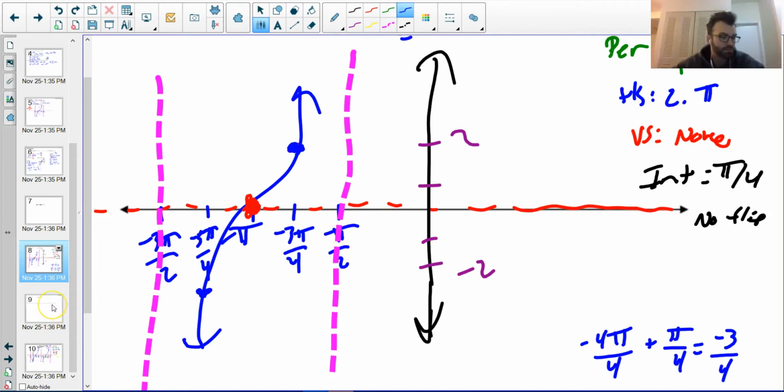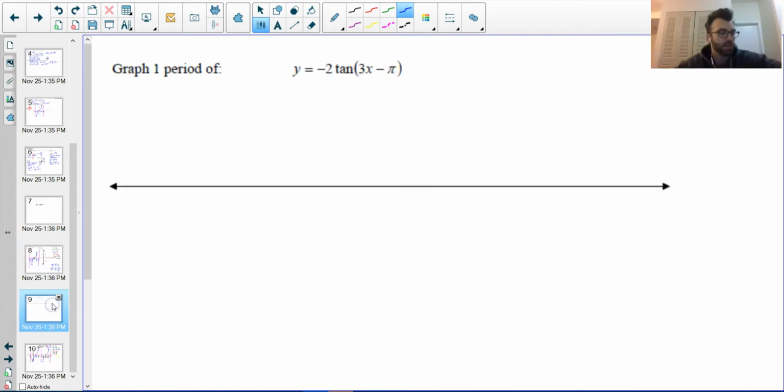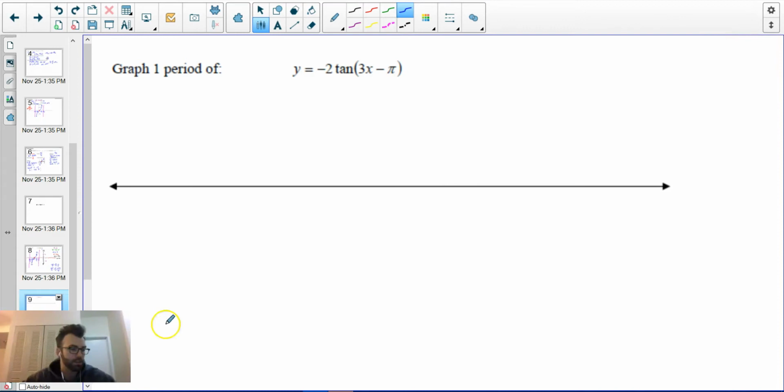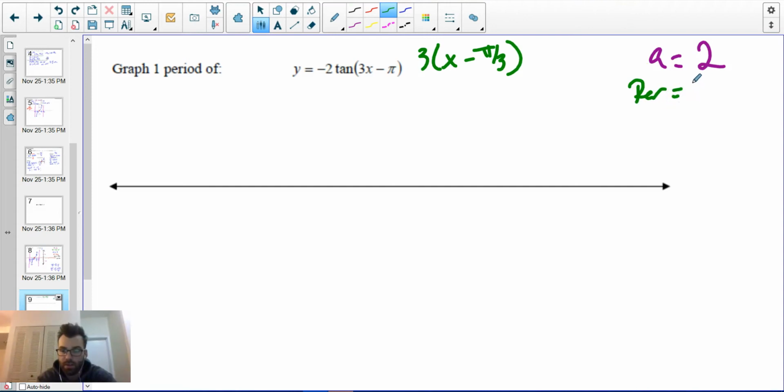All right. Last one of the day. Holy buckets. Here we go. Okay. So my vertical stretch is 2. My period will have to take out that 3, and that's going to be x minus pi divided by 3. All right. So my period is pi over my B value.